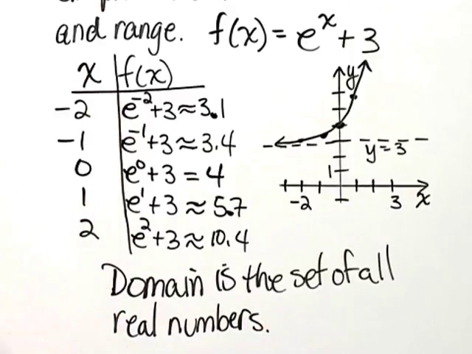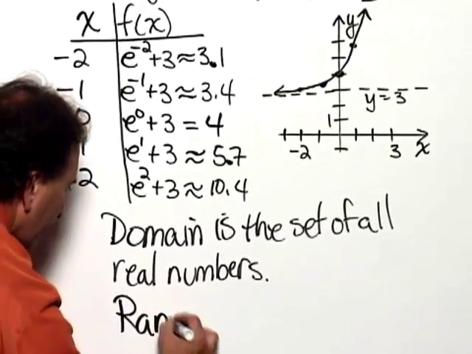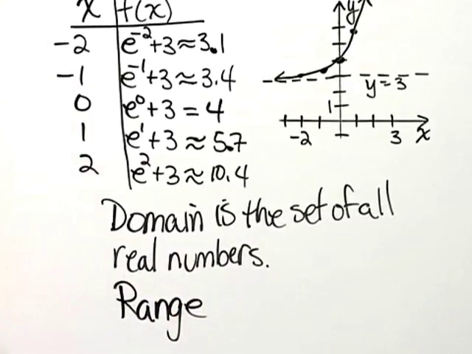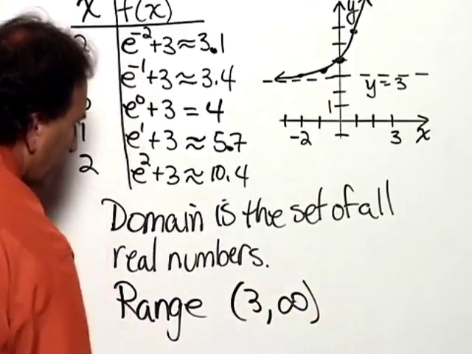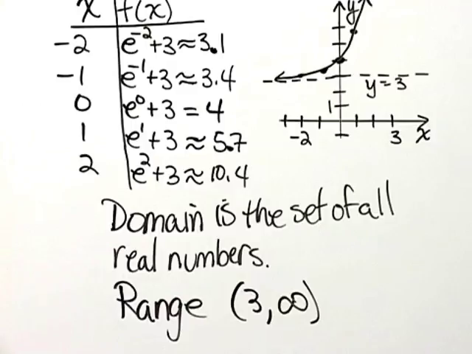What about the range? Well, the range is the y values, and you'll see that they do not go below 3. They actually don't even equal 3 or go below, but then they're all above that. So therefore, the range in interval notation would be 3 through infinity, in both cases with parentheses.